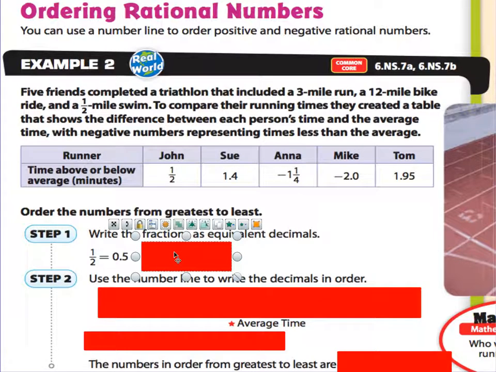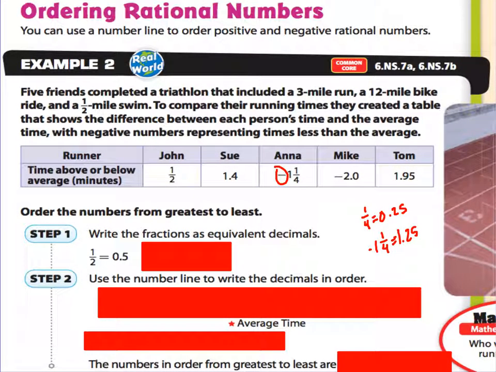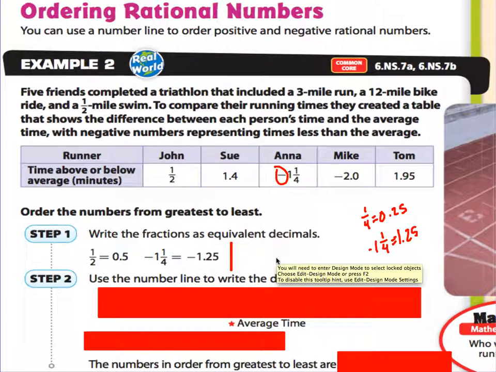Well, 1/4, I remember when I did 1 divided by 4, it gave me 25/100. So then 1 and 1/4 would be equal to 1 and 25/100. Now, since that's negative, there would be a negative in front of each of those. So negative 1 and 1/4 would be equal to negative 1 and 25/100.